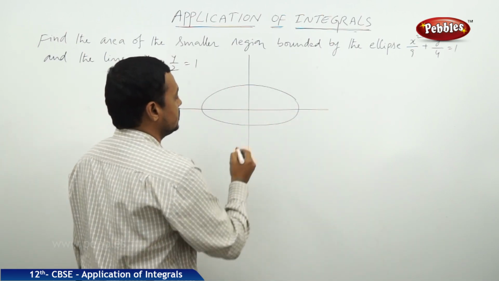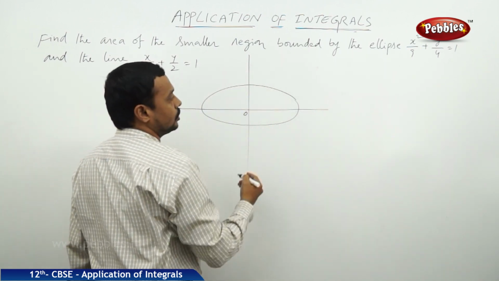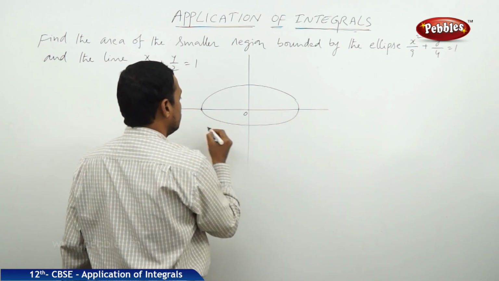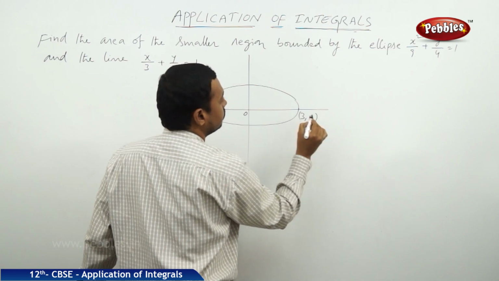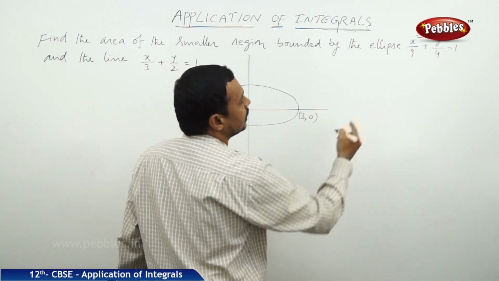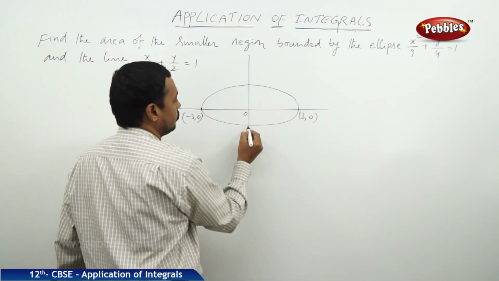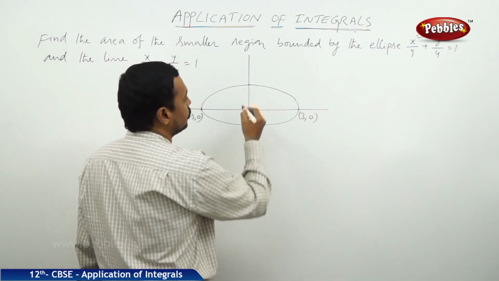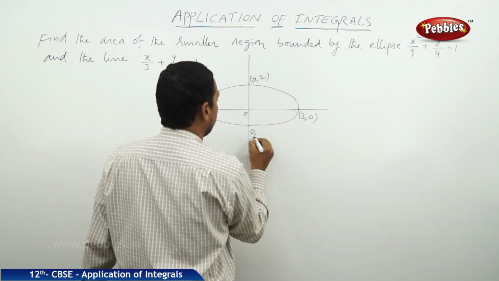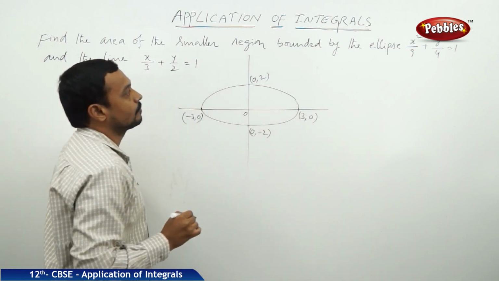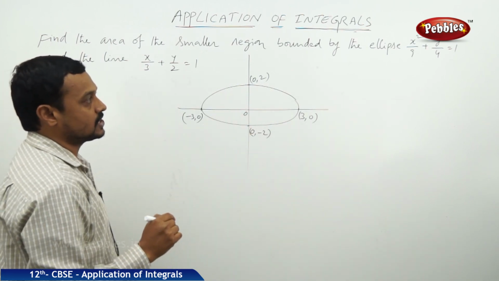The center of the ellipse is at the origin, and a square is equal to 9, so a is equal to 3, so the vertices are minus 3 comma 0 and 3 comma 0. And b square is equal to 4, b is equal to plus or minus 2. Therefore, these two vertices are 0 comma 2 and 0 comma minus 2. Now this is the ellipse whose equation is x square by 9 plus y square by 4 is equal to 1.